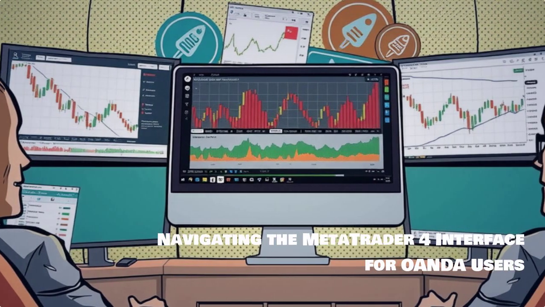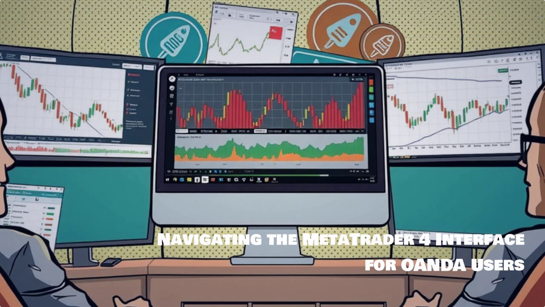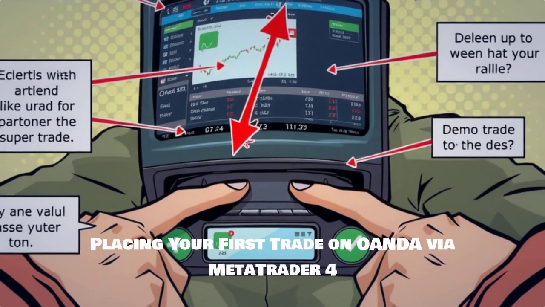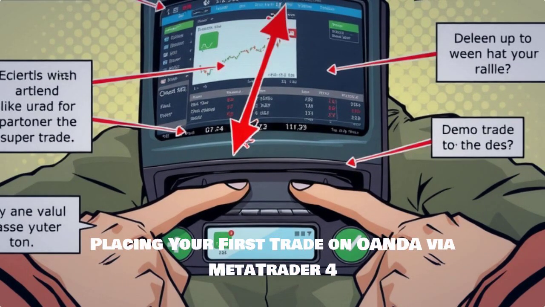Take some time to familiarize yourself with the Metatrader 4 interface. Notice the charting tools and how to manage your trades. It's time to place your first trade. Click on New Order, set your parameters, and confirm your trade.